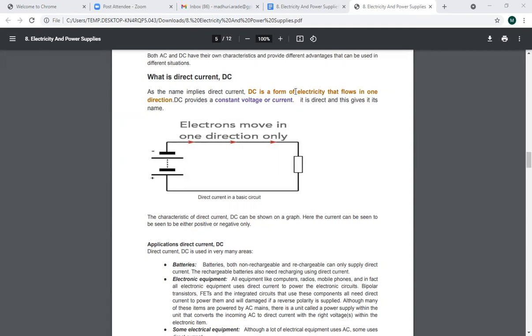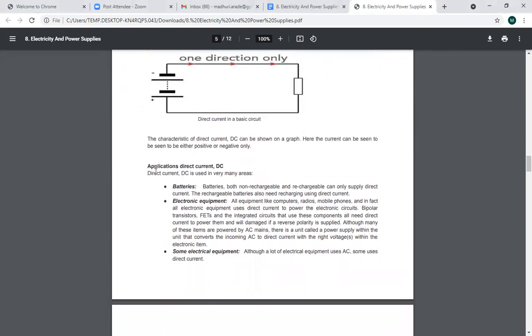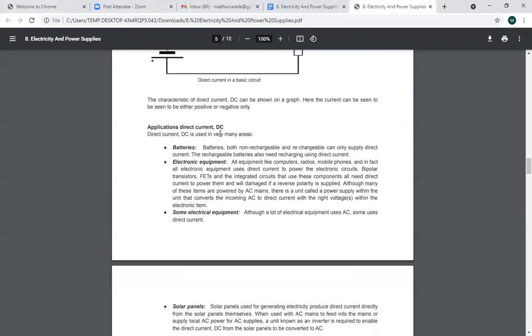So here electricity or charge is flowing in only a single direction. You can see these red arrows in this circuit diagram. It is flowing to the right side. So this is in one direction, flowing from positive towards the negative. Now, which are the applications where DC current is used? It is used in batteries and in electronic components such as radios, computers, mobile phones, which require the direct, constant current supply.